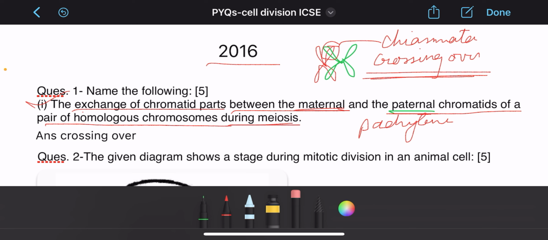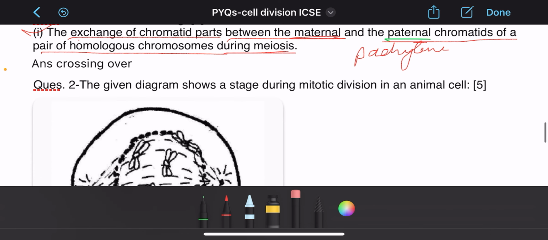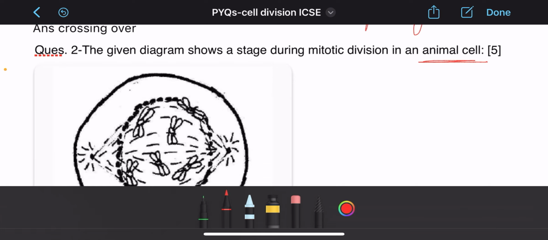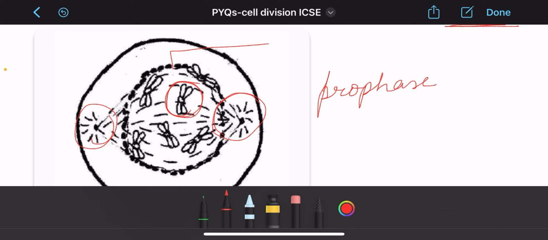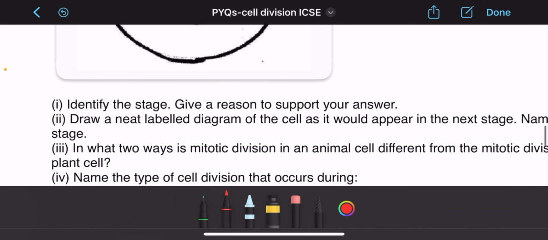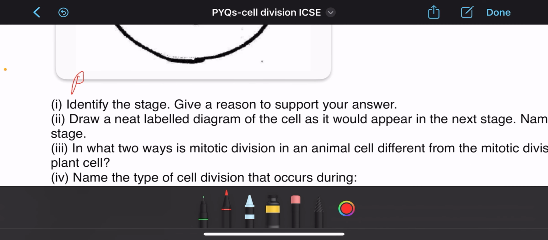It is crossing over. Now the next question is, the given diagram shows a stage during mitotic division in animal cell. So which cell is it? Animal cell. Now let us see first the diagram. So here we can see the nuclear membrane is disappearing and the chromatids have duplicated. Centrioles have moved to the opposite poles. That means it is prophase. Which phase? Prophase of animal cell. Now let us see the questions. Identify the stage. So the answer is prophase.